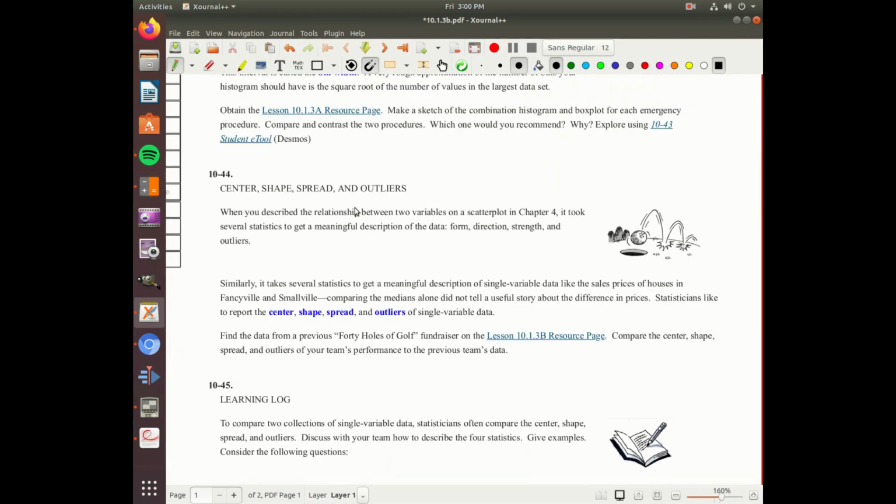Please watch the videos or watch other people's tutorials on how to use TI-84 and Desmos. If I left you confused, I apologize. So 1044, center, shape, spread, and outliers.